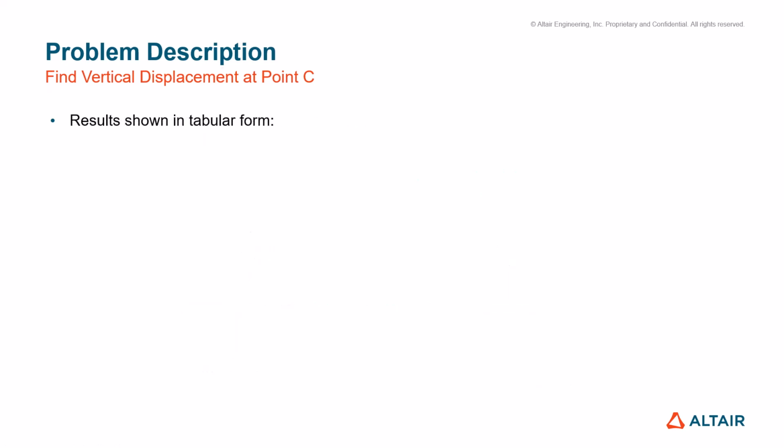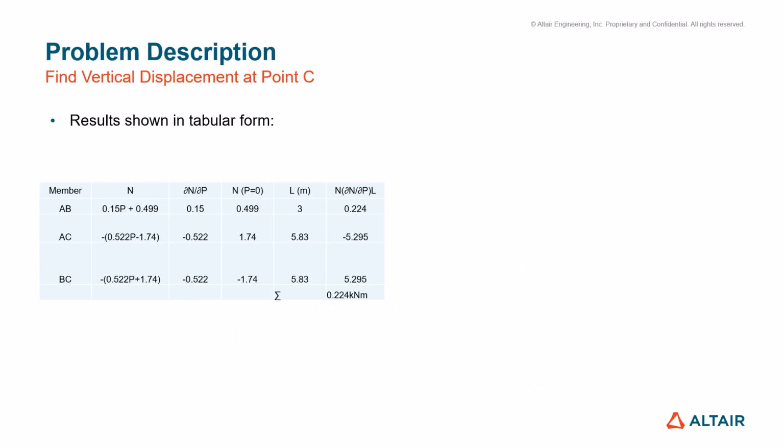If we put this into a tabular format here, we can look at the different n values, the axial loads in our trusses, and the partial derivatives as well. If we look at n when we set P equal to 0, because P isn't actually a real force in our structure, we'll find that n equals 0.499 for A to B, 1.74 for A to C, and B to C is negative 1.74. These negative signs are important, and we've actually retained those in this n cell here.